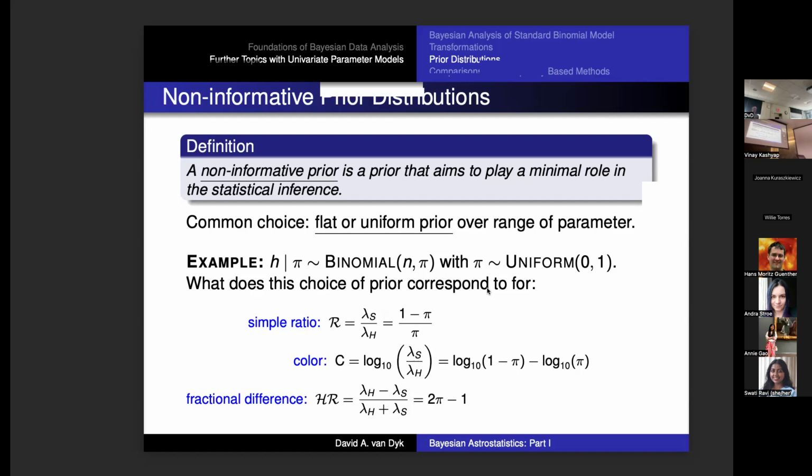And so I'm going to go back to my hardness ratio example. So I have H, again, follows a binomial distribution. That's the number of hard counts. Now I'm going to put a uniform prior on pi, the probability of getting a hard count. But I want to think about what is that prior, if I put a uniform prior on pi, what does that mean for the simple ratio or the color or the fractional difference?